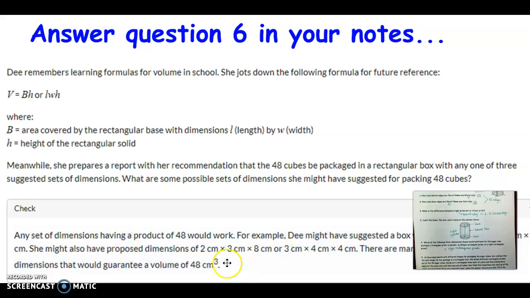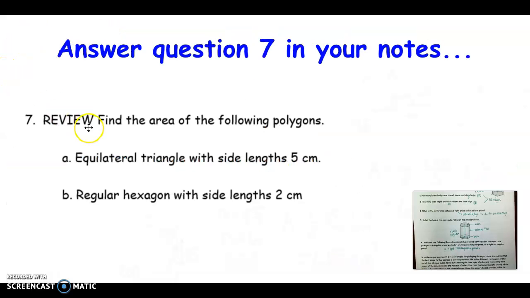One you might have come up with is 2 by 3 by 8. 2 times 3 is 6. 6 times 8 is 48. So that's another proposed dimensions for her box, is a 2 by 3 by 8. And then, of course, the 3 by 4 by 4 that we've already looked at. And again, there would be more than that.